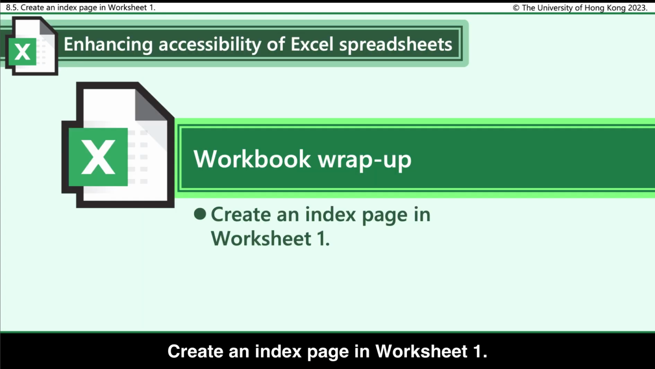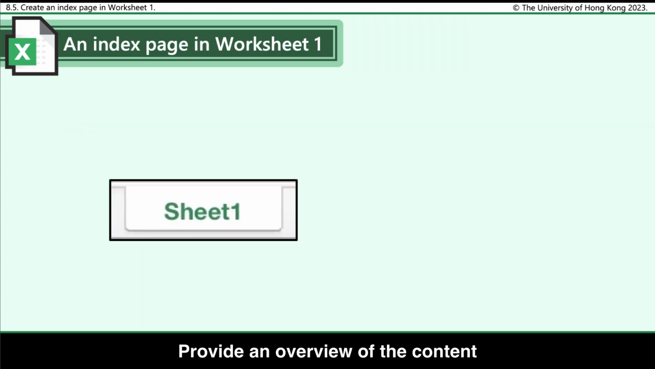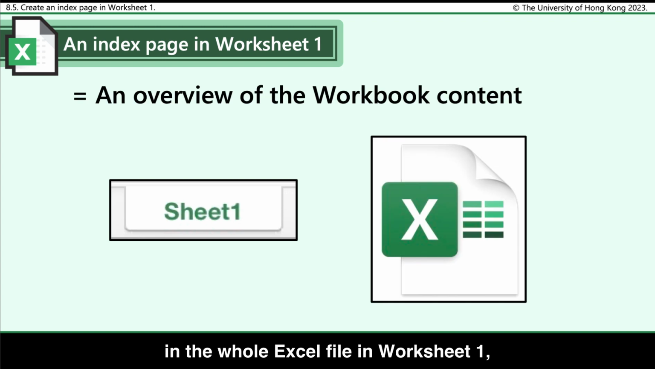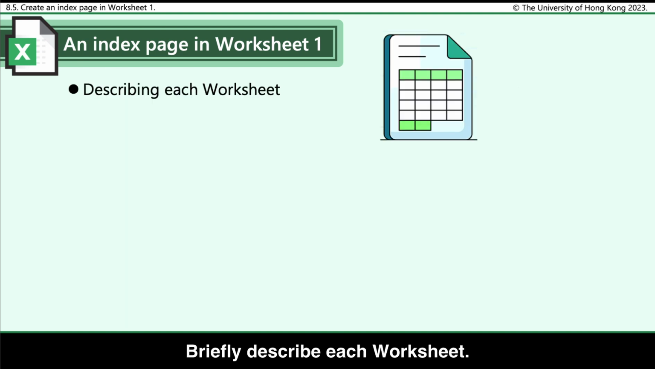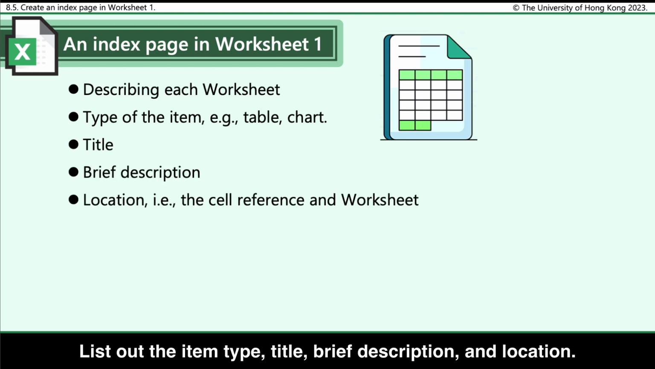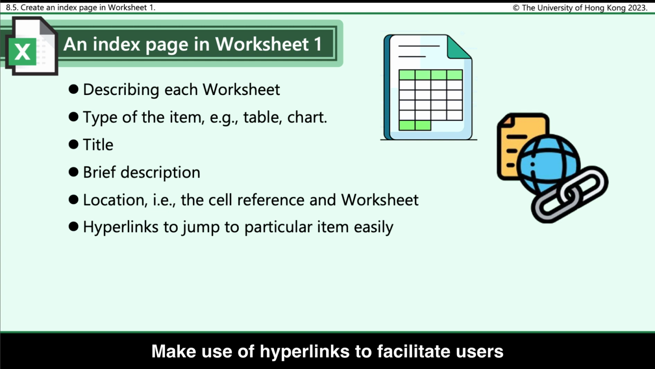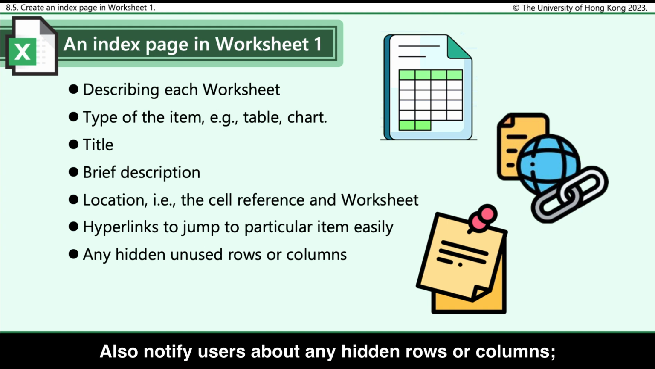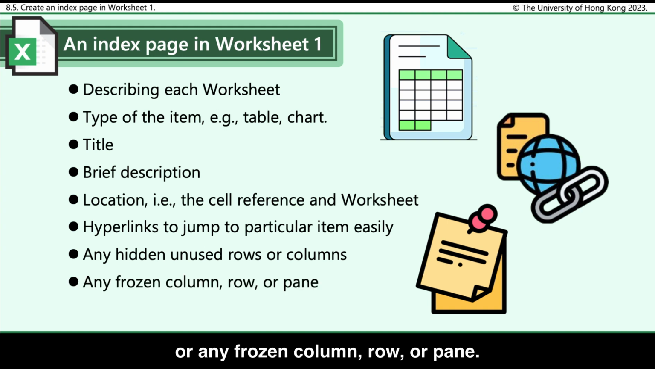Create an index page in Worksheet 1. Provide an overview of the content in the whole Excel file in Worksheet 1, especially for files containing many items and complicated content. Briefly describe each worksheet. List out the item type, title, brief description, and location. Make use of hyperlinks to facilitate users to jump to a particular item easily. Also notify users about any hidden rows or columns, or any frozen column, row, or pane.